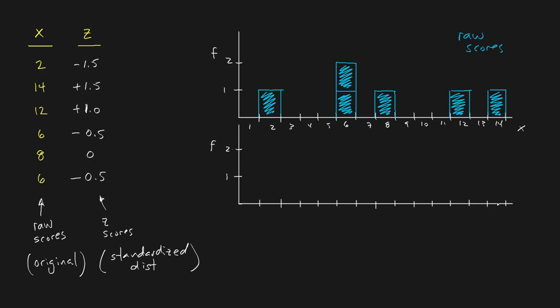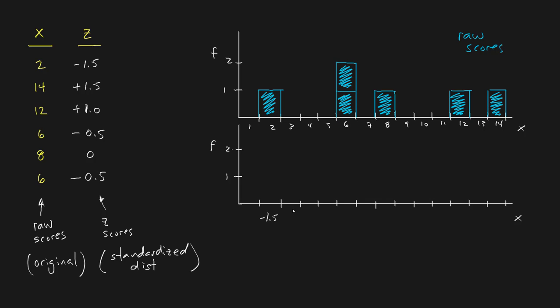Okay, so I've finished setting up the axes. What I haven't done though is I haven't labeled my x-axis. I wanted to show you what I'm going to do there. Now, the frequency axis was simple. The most that I have of any z-score is just 2 of them. There are 2 -0.5s. But where am I going to put things on the x-axis? Well, a 2, my first raw score, goes with a -1.5. So it just makes sense to call this -1.5.